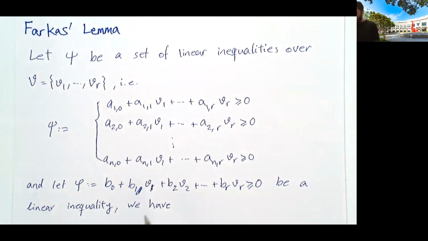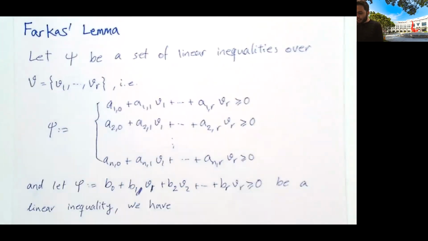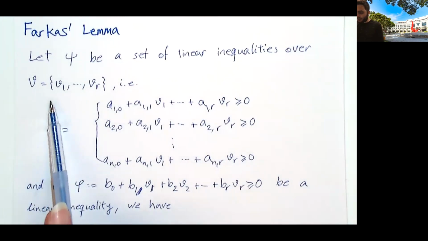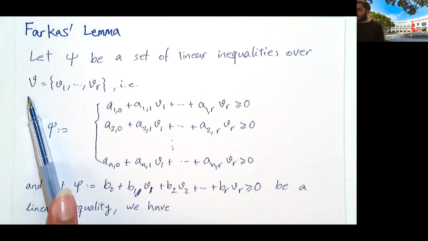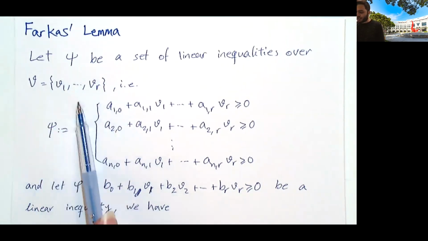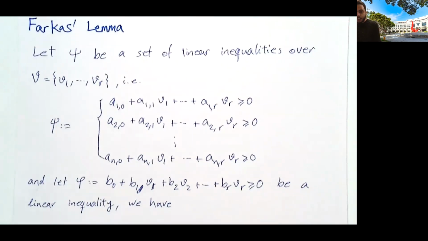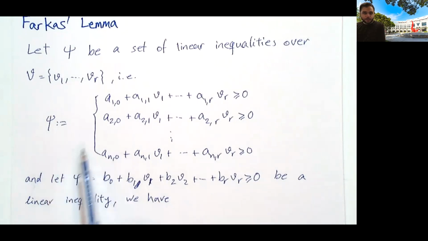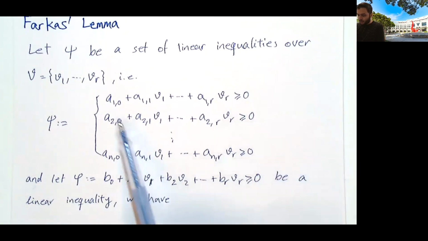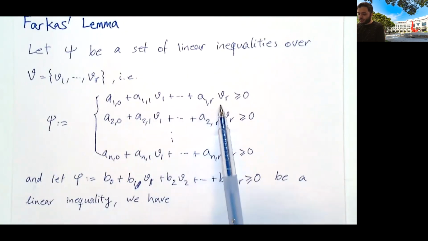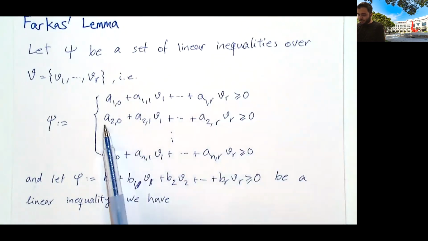So let's say that we have a set of linear inequalities, and we call this set psi. And let's say that our linear inequalities are over a set V of variables. So in our use case, V would be the program variables. And V, let's say, consists of finitely many variables, which we call V1 to Vr. So our set psi is basically a bunch of linear inequalities. And I can write them in this format, right? So it's A10 plus A11 V1, so on to A1r Vr greater than or equal to 0. And then I have n different inequalities. So this is the second inequality and so on until I have the nth inequality.